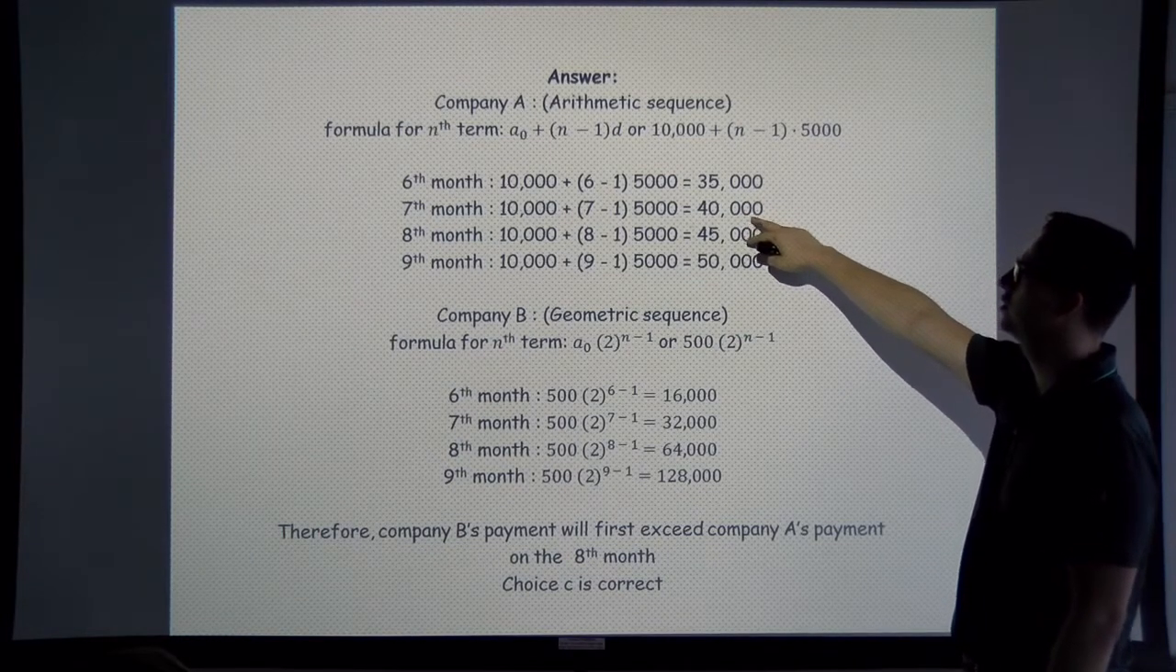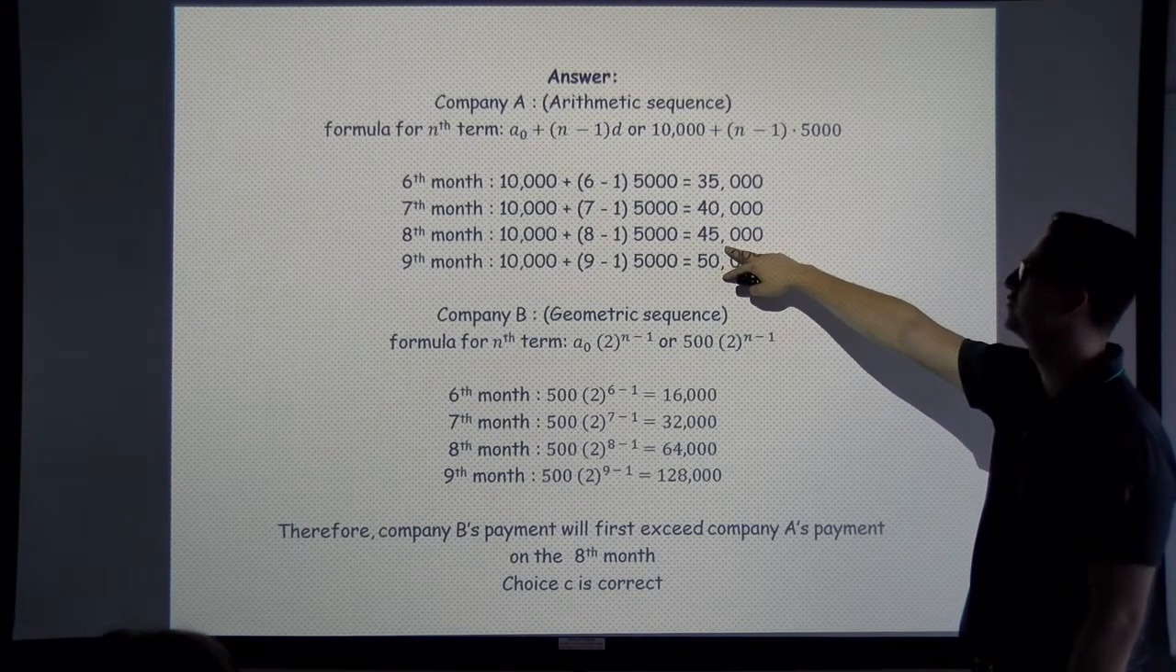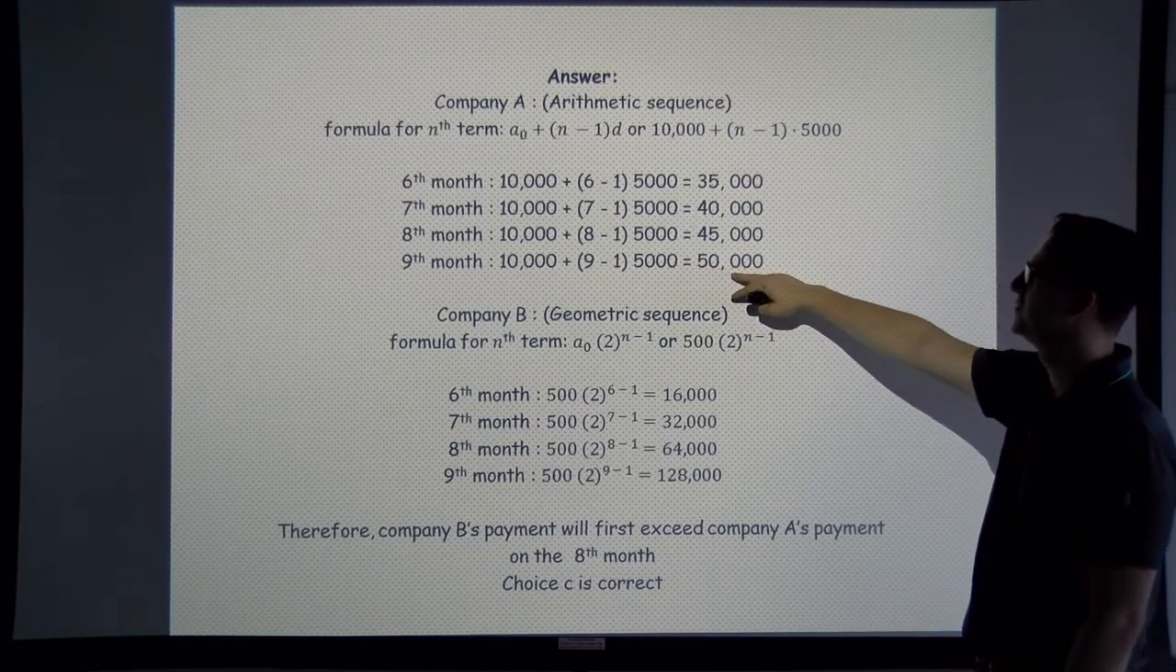After the 7th month, they're going to offer $40,000. 8th month, they're going to do $45,000. 9th month, they're going to do $50,000.